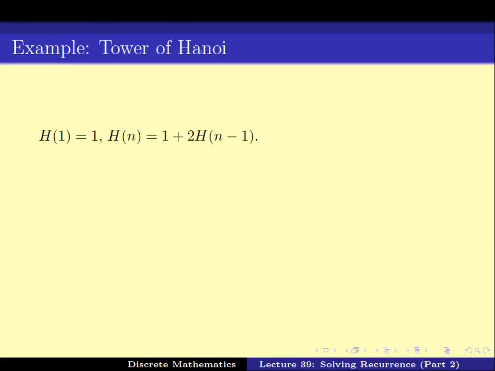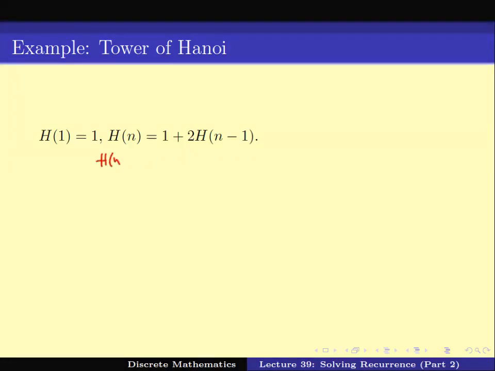Let's look at one more example. This is the Tower of Hanoi problem, where h1 equals 1 and hn equals 1 plus 2 times hn minus 1. Now this is actually quite interesting. So this one is 1 plus 2 times h of n minus 2, which is 1 plus 2 plus 2 squared times hn minus 2.